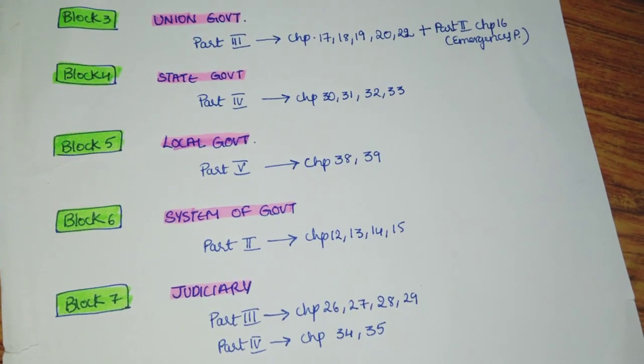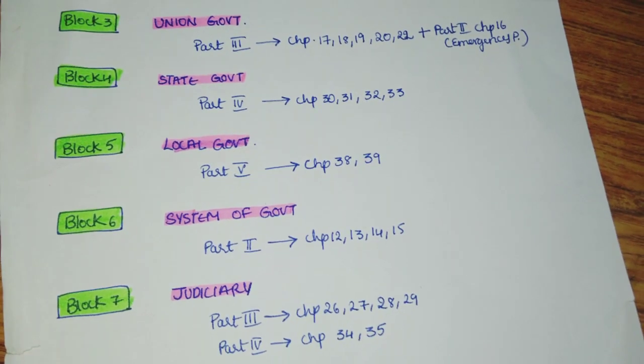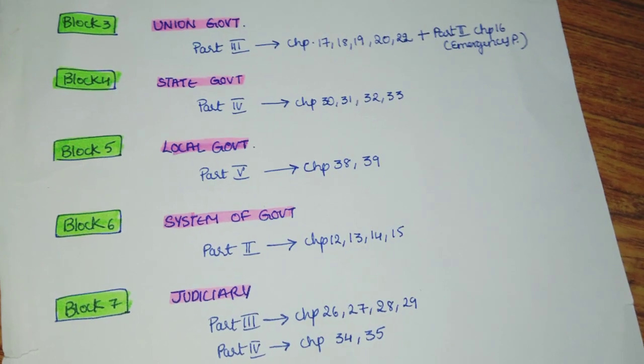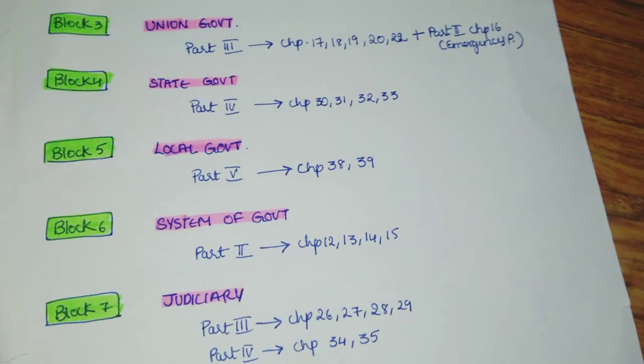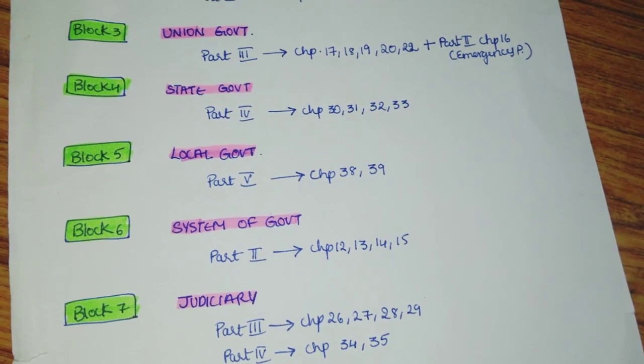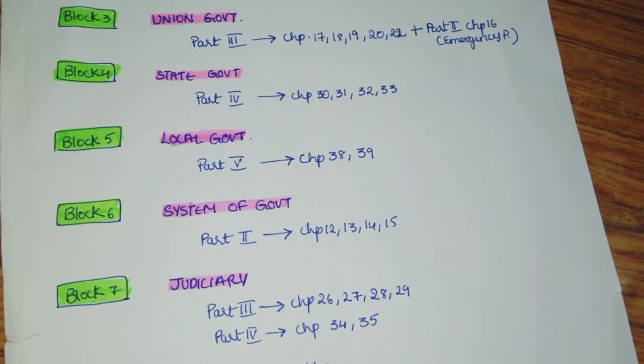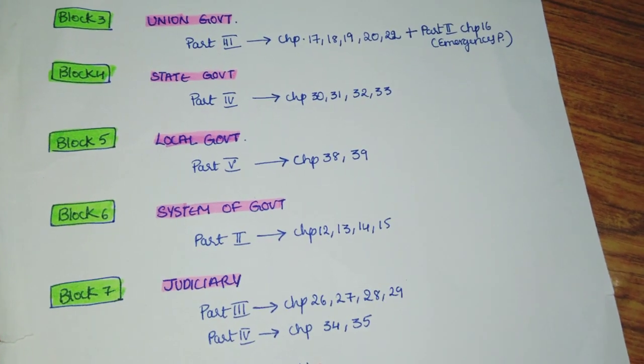And then we have block 5. Block 5 consists of local government, which is part 5 of the book, and it includes chapters like local bodies and municipalities, chapters 38 and 39. And block 6 is about the system of government, which consists of topics like chapter 12.